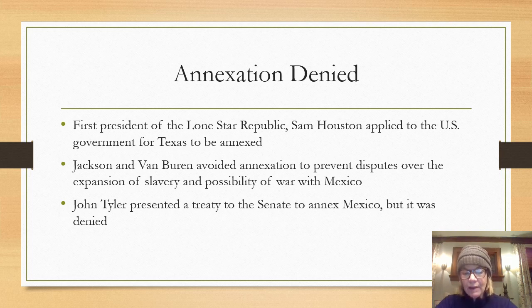Eventually, what's going to happen, John Tyler is going to just annex it through a simple joint resolution of Congress. Tyler does try to present a treaty to the Senate to annex it, but it was denied. So he tries that, but then he tries another method after Polk had been elected president, and he's a lame duck president. Then he does it through a joint resolution of Congress.